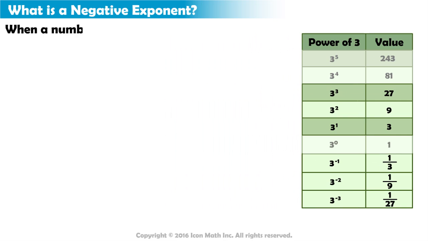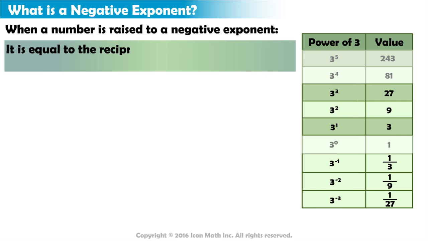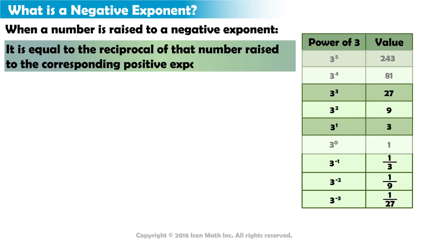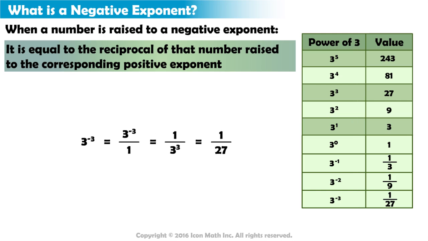This tells us that when a number is raised to a negative exponent, it is equal to the reciprocal of that number raised to the corresponding positive exponent. So we could say 3 to the power of negative 3, which is 3 to the power of negative 3 over 1, is equal to 1 over 3 to the power of 3, or 1 over 27.